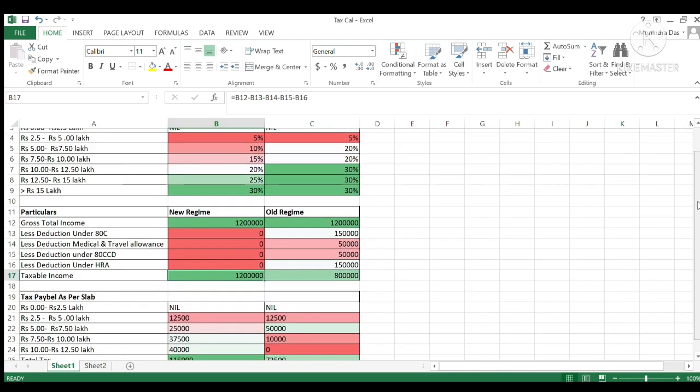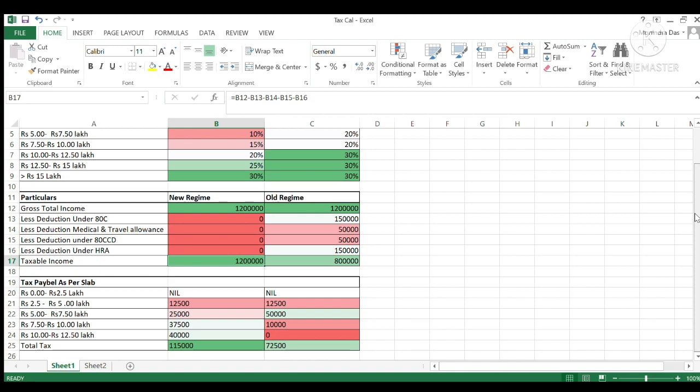Now let's calculate what your tax liability will be. As the tax slab suggests, for the first 0 to 2.5 lakh there is nil tax for both old and new. For the next 2.5 lakh to 5 lakh it is 5% for both, so 12,500 each. The next 2.5 lakh, 5 lakh to 7.5 lakh, is 10%, which comes to 25,000 for the new tax regime. The next 2.5 lakh, 7.5 lakh to 10 lakh, is 15%, so your tax comes to 37,500. So you are left with only 2 lakh rupees.